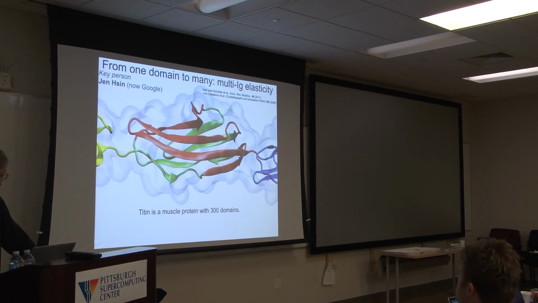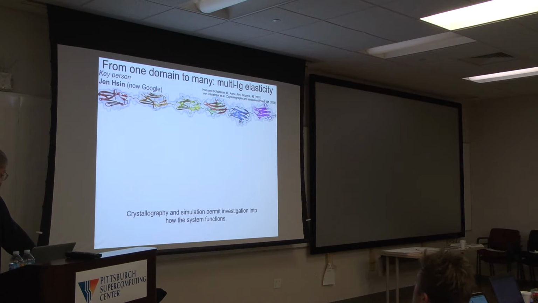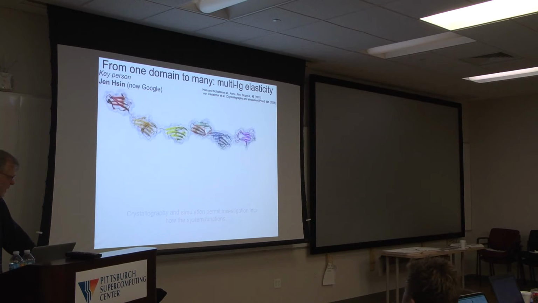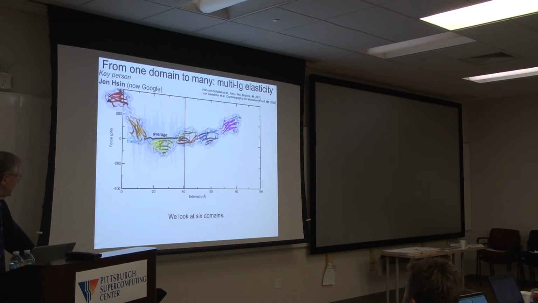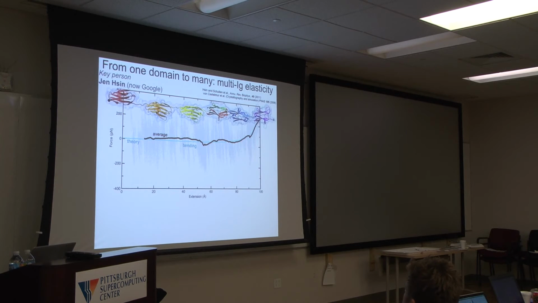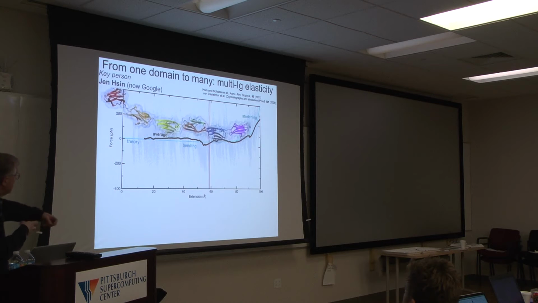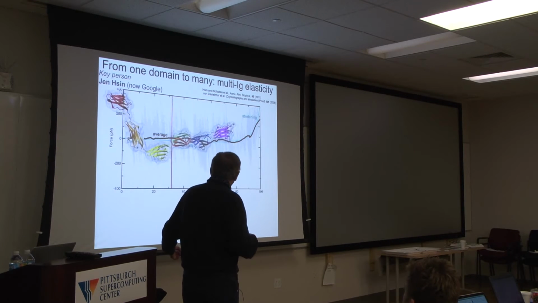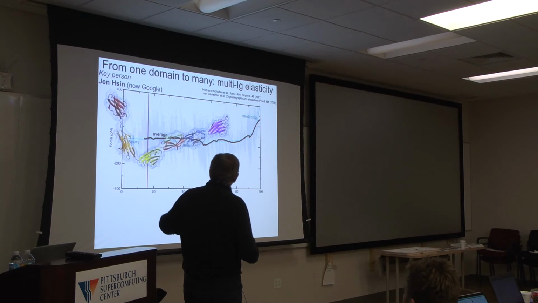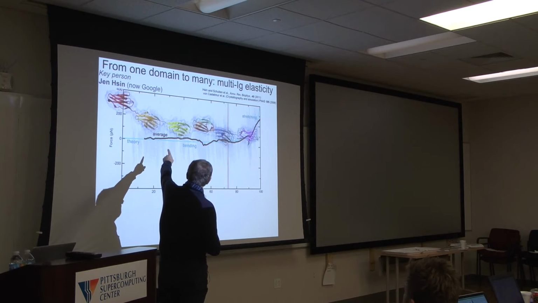And now Titin has 300 of these domains, not just one. And here you see 6 domains that were solved by crystallography by a collaborator. And now we can stretch those out. These are just 6 of 300. And as you stretch them out, the system becomes straighter. And that is the main elasticity of the Titin. This breaking of the bonds can happen, but only in extreme cases. Usually you stretch it just like this.